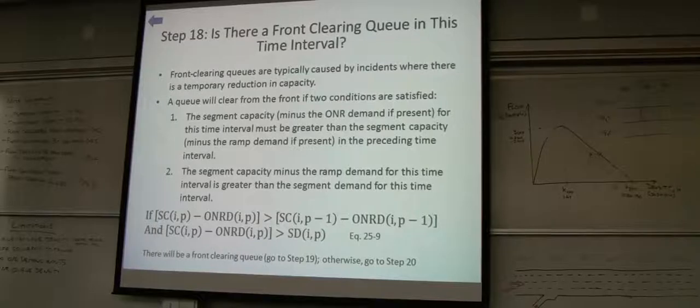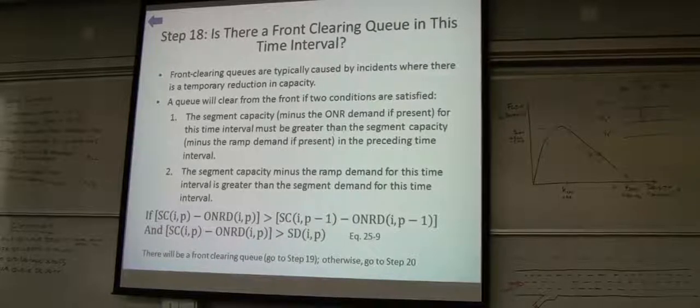So you normally have a certain amount of capacity, and you have an incident situation that reduces the capacity, then the incident gets resolved, and the capacity increases again. So that's going to be a little different situation there with how the queue is going to clear. That's kind of analogous to a traffic signal situation. Cars are stopped, they're queuing up, the light turns green, and so you have a front clearing queue situation.